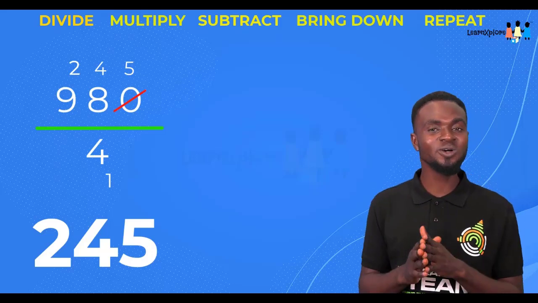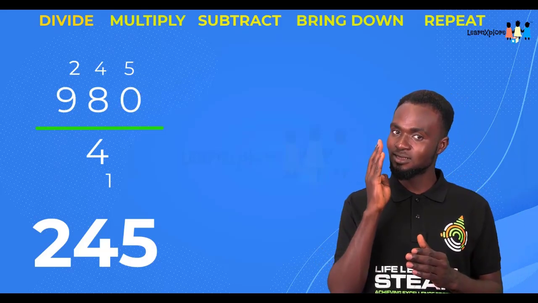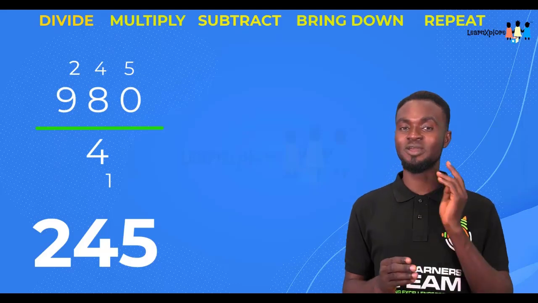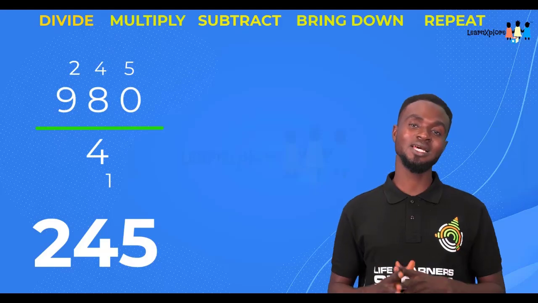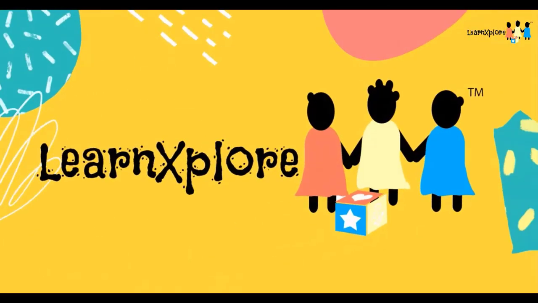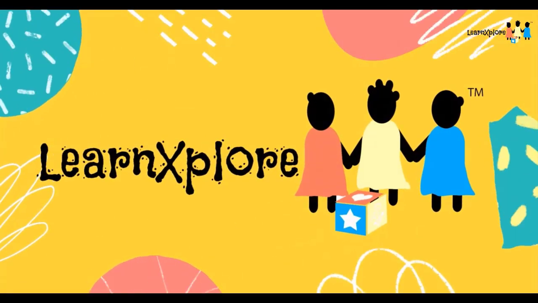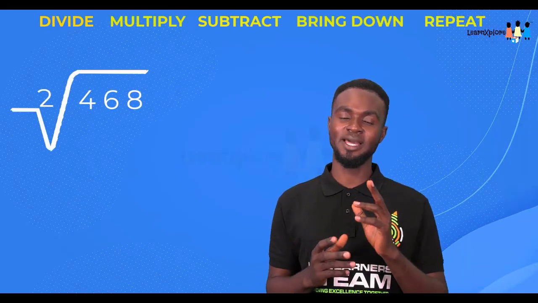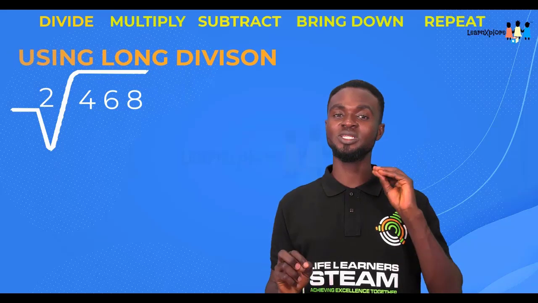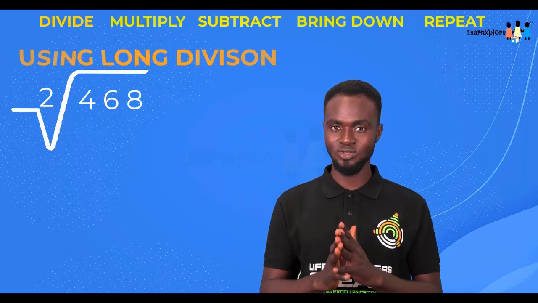We've succeeded in solving 980 divided by 4, both with the long division and the short division. Let's look at another number. Now we have 468 divided by 2. So let's quickly do it with the long division and the short division method.